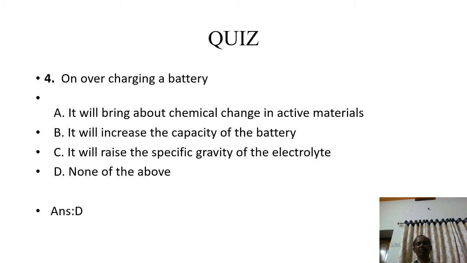Right? Are you getting my question? On overcharging a battery, A, it will bring about chemical change in active materials, is not correct. B, it will increase the capacity of the battery, wrong. C, it will raise the specific gravity of the electrolyte, is not correct. D, none of the above. D is the correct answer.